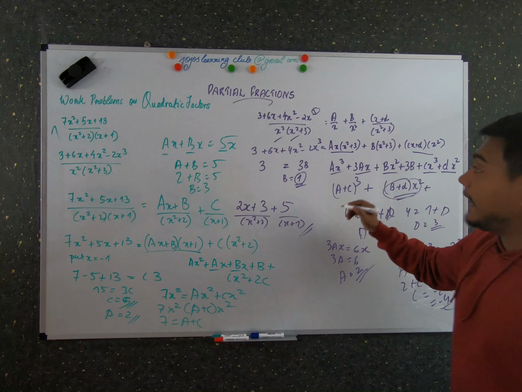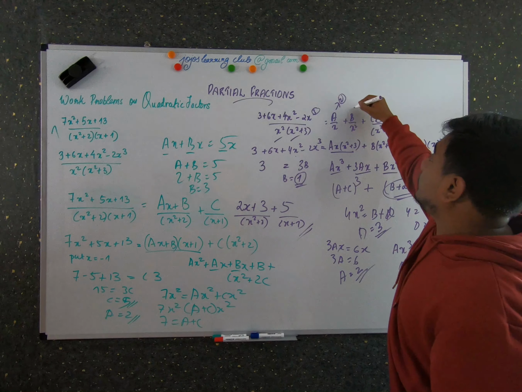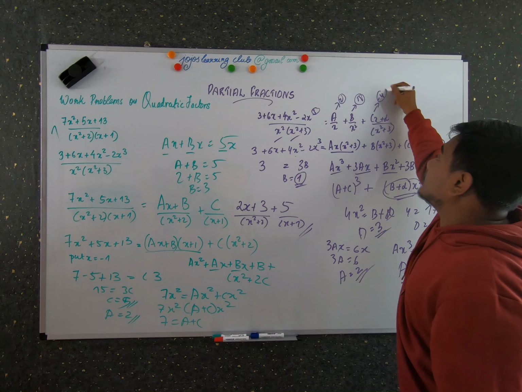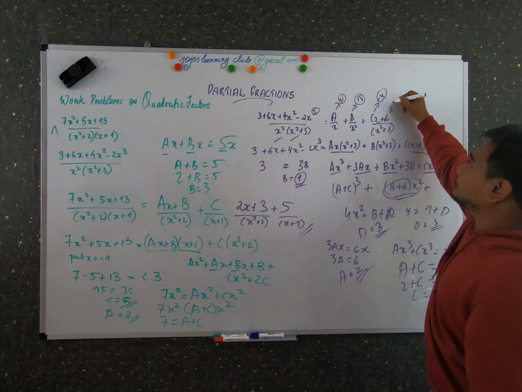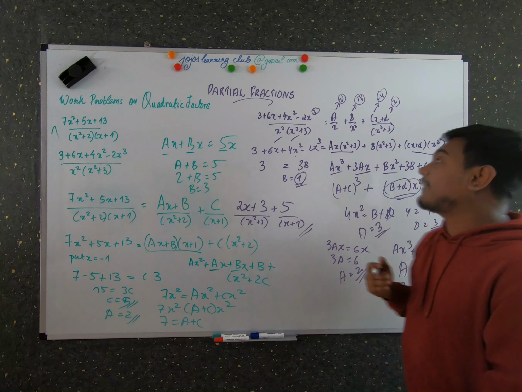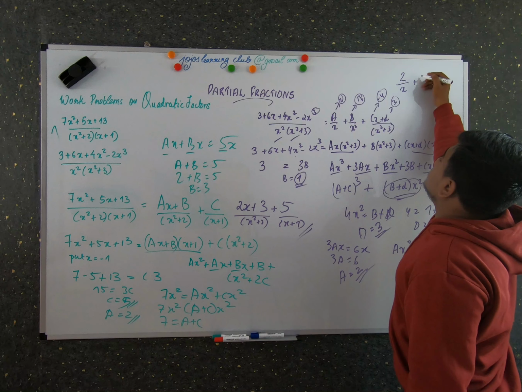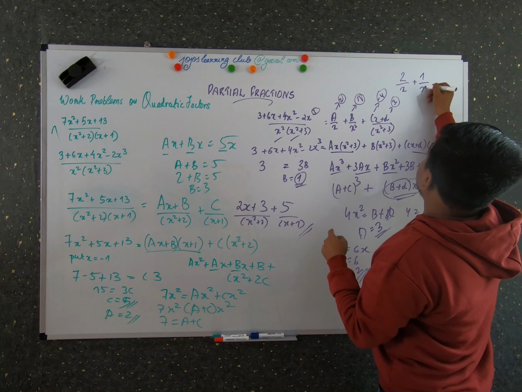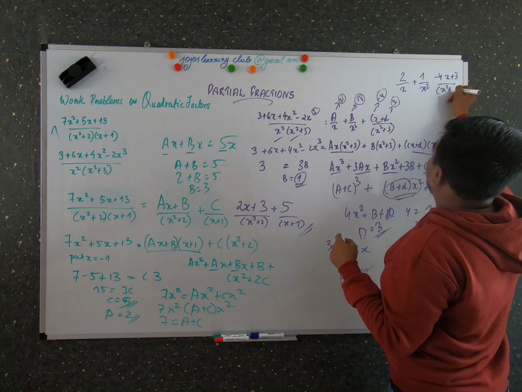Now you got the value of a as 2. What is the value of b? B's value is 1. And what is the value of c? C's value is minus 4. And what is the value of d? D's value is 3. So now you got the values for all coefficients, and you can just place all these coefficients and write your final answer. So I'm going to write my final answer: 2 by x plus, b's value was 1, so 1 by x square minus 4x plus 3 by x square plus 3.